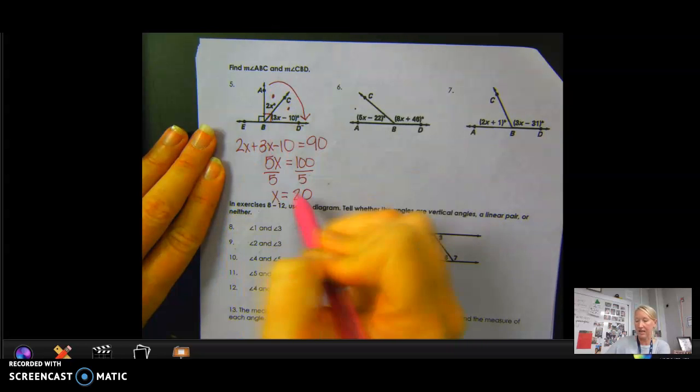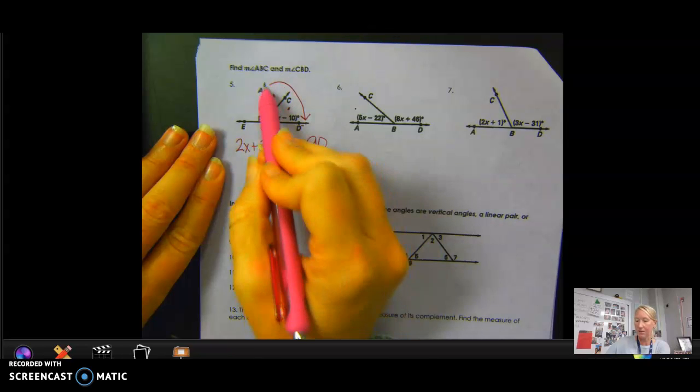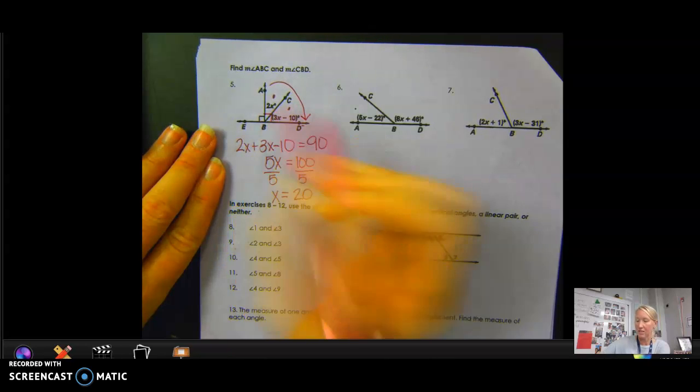But they don't want us just to find x if I read my directions. They want me to find a, b, and c. So I'm going to do 2 times 20, which would be 40.